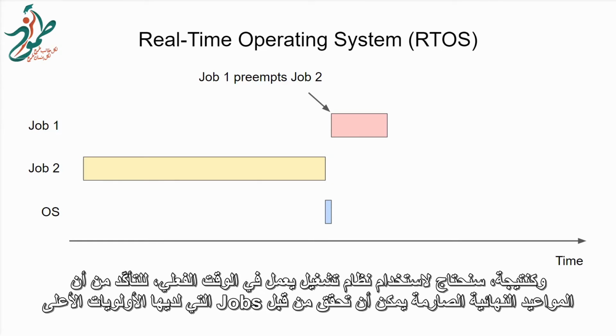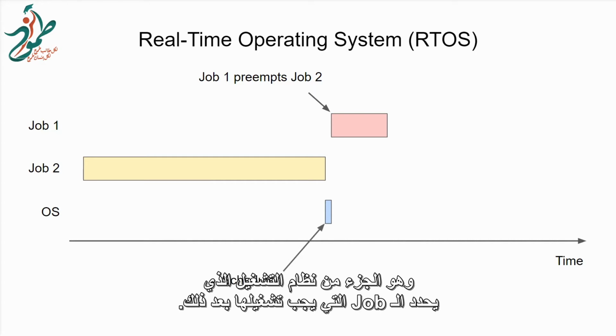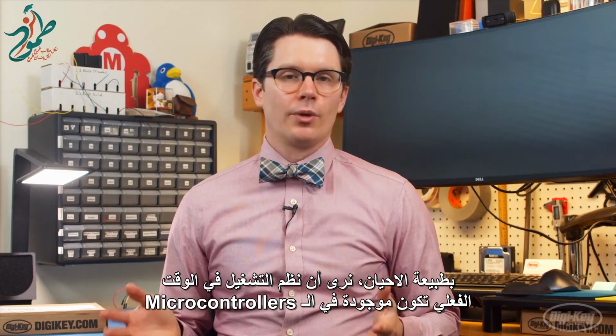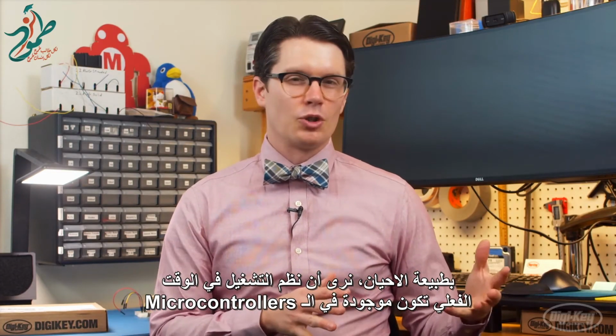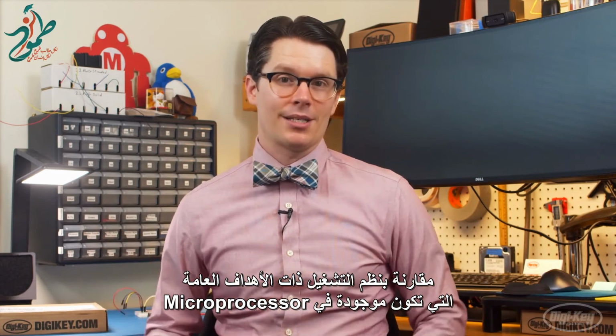As a result, we need to use a real-time operating system to ensure that strict timing deadlines can be met by our high-priority jobs. Note that we lose some computing time to overhead incurred by the scheduler, which is the piece of the operating system that determines which job should run next. Once the high-priority job is done, the processor can return to running the lower-priority job. We normally see real-time operating systems on microcontrollers, whereas we usually see general-purpose operating systems on microprocessors.